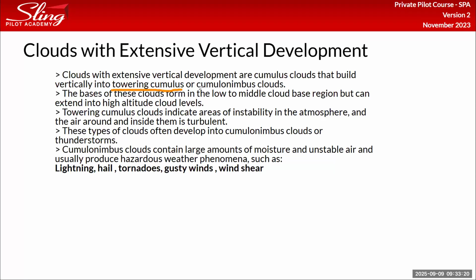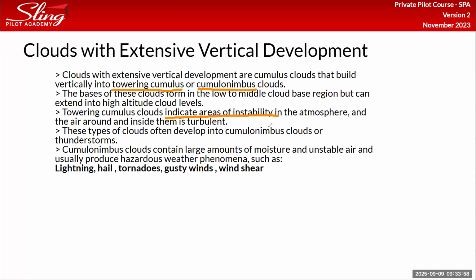Towering cumulus or cumulonimbus. Nimbus again means water, rain cloud. These clouds are formed in the low to middle region, but can extend into high altitudes. They indicate areas of instability, because we talked about vertical development indicating an unstable atmosphere, because what is the standard for how we determine the stability of an atmosphere?